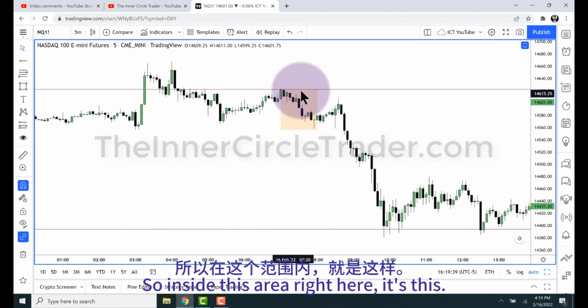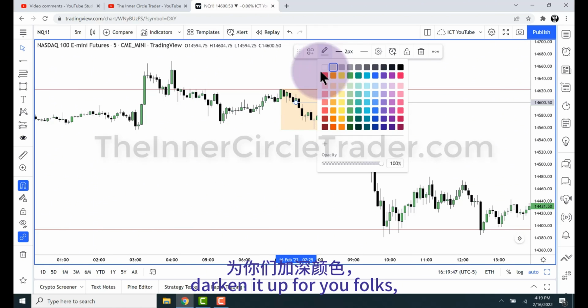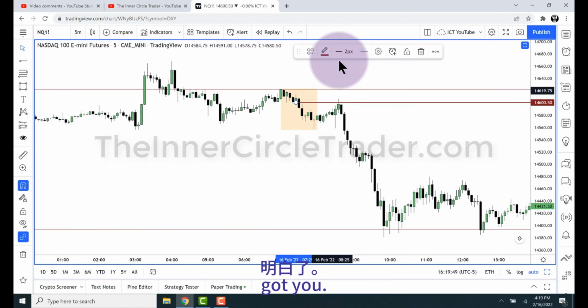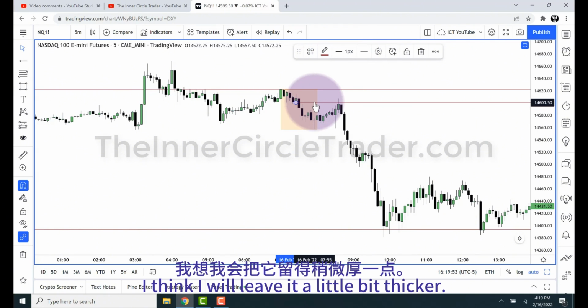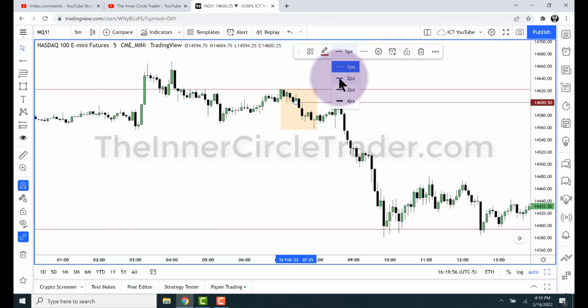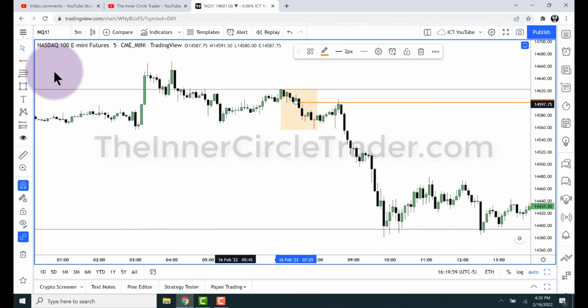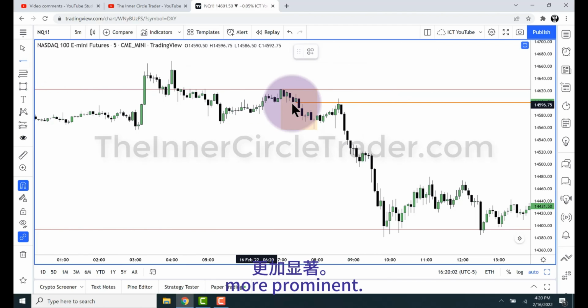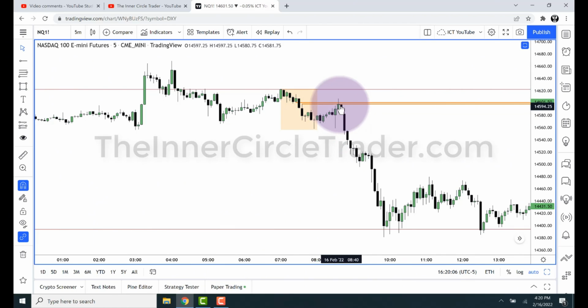All right, so inside this area right here, it's this. So I'm going to put a line here. I'll darken it up for you folks. Got you covered. All right, we'll put that there. Well, you know what? I think I will leave it a little bit thicker. And I'll do something like this. That looks a little bit more prominent. You're telling me, yep, look at the body's already respecting it.